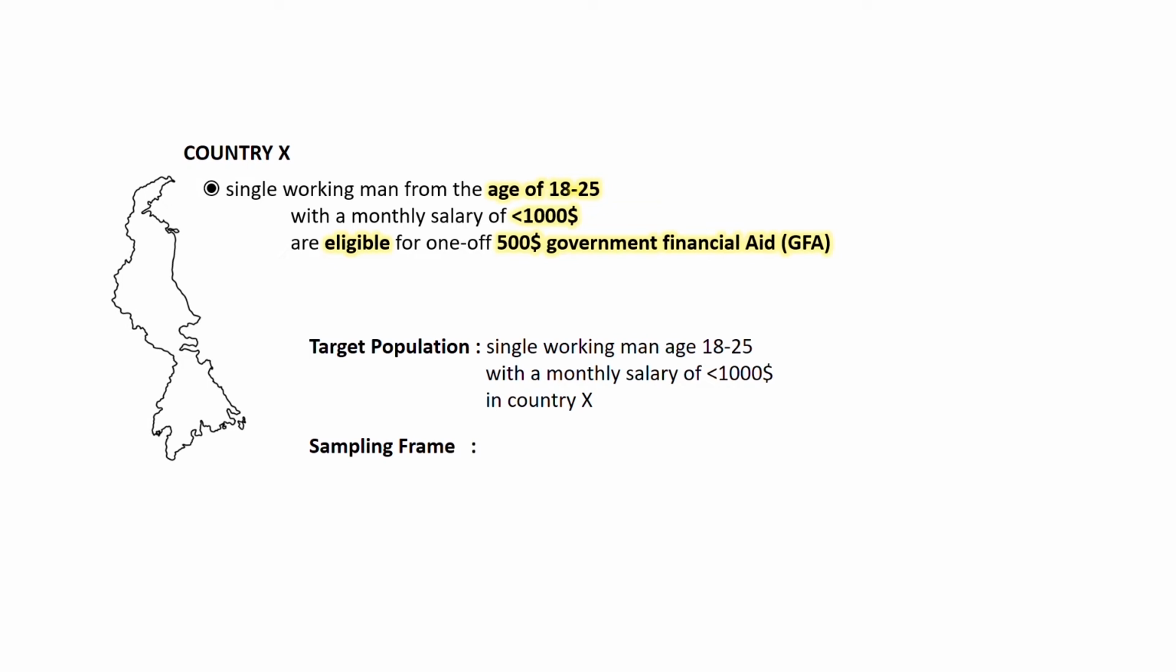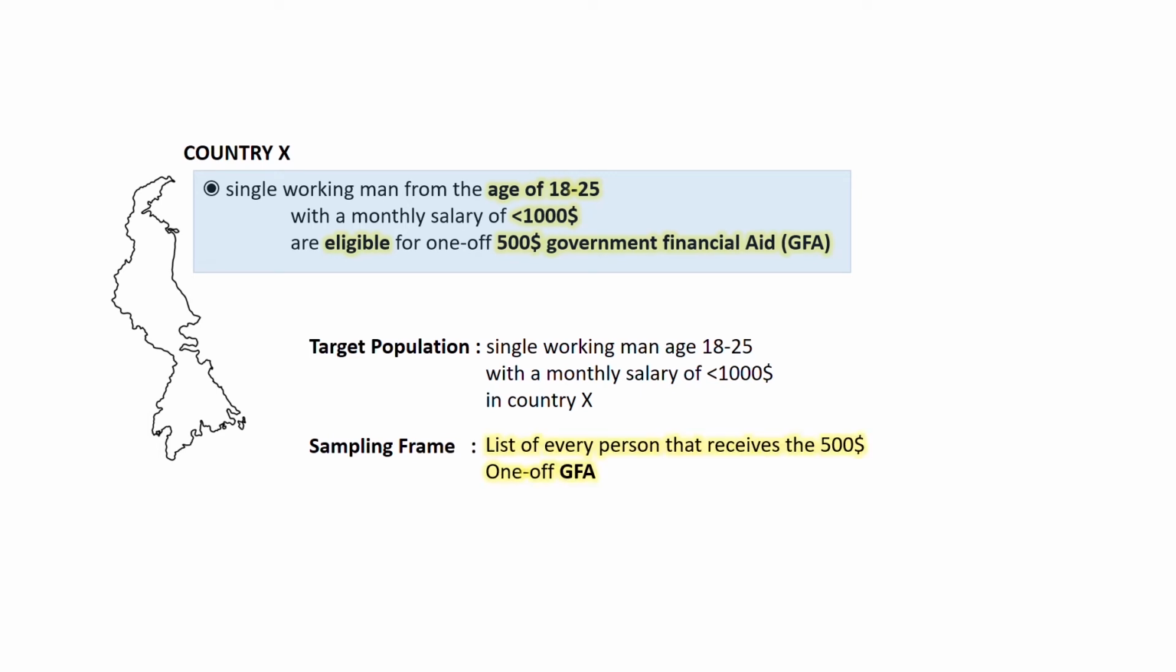That's why I say that usually we use a pre-existing list, a list that is ready to use, as our sampling frame. And for this example, we need to find an alternative good sampling frame. Luckily for us, remember that this description states that single working men from the age of 18 to 25 with a monthly salary of less than $1,000 are eligible for a one-off $500 GFA. We can use the list of every person that receives the $500 GFA as our sampling frame. It's a good sampling frame here. We cannot use the applicants list because there might be entries of people that are not in the target population. So we must use a list that has already been screened, which only contains people that are in our target population.